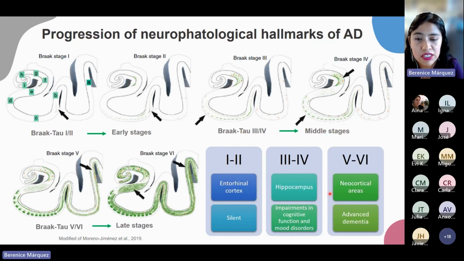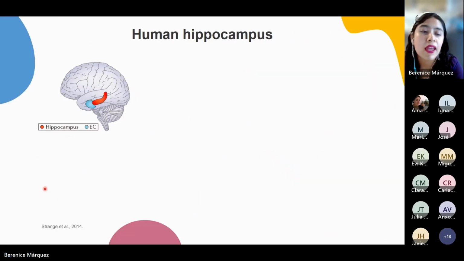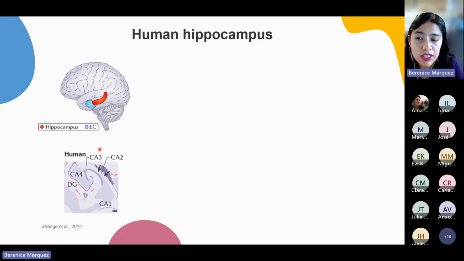Finally, in later stages, the amyloid plaques and tangles are distributed not only in hippocampus, also in neocortical areas, and these stages are characterized by an advanced dementia. And it's important to mention that one of the main structures damaged is the hippocampus. The hippocampus is a brain region that is present in all mammals. This structure is composed by the CA1 to CA4 and dentate gyrus.